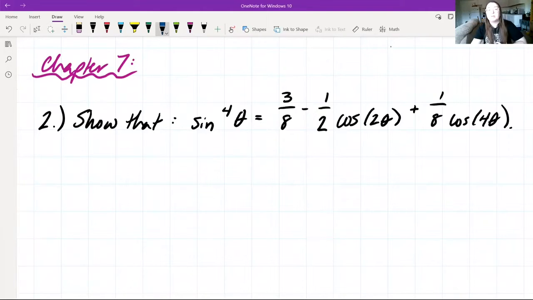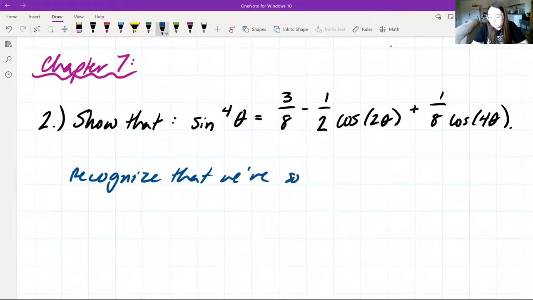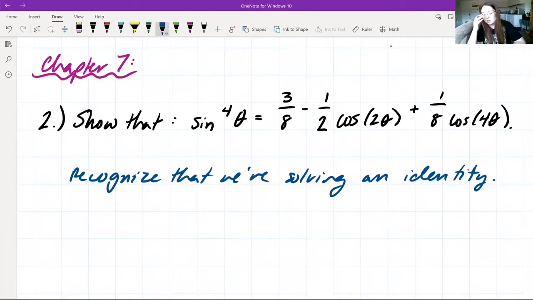The first thing you want to do is recognize that we're solving an identity. We're stating that one trigonometric function is equal to another much longer trigonometric expression. So we're solving an identity here.